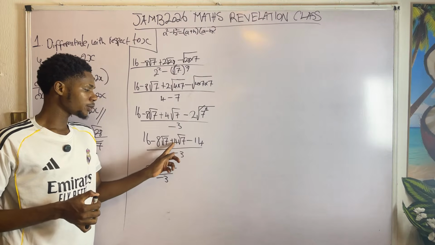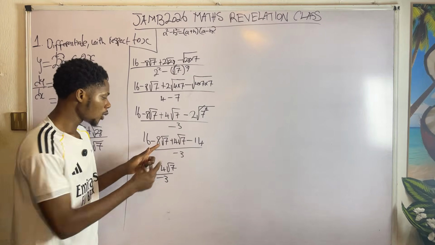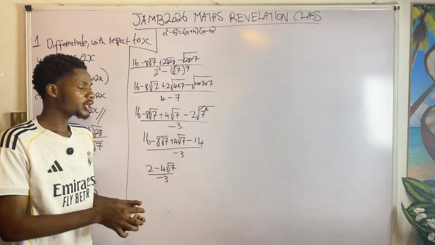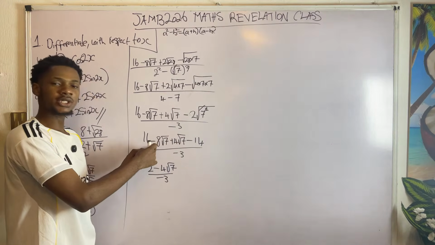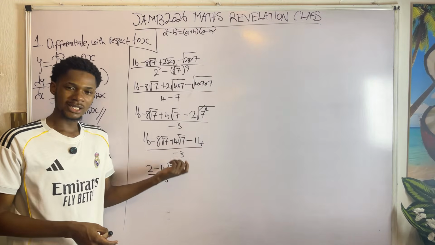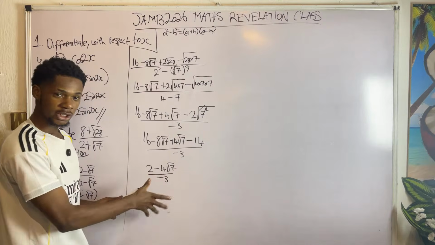Minus 8 root 7 plus 4 root 7, how do you do that? It's like saying minus 8 mangoes plus 4 mangoes, which means we are saying 4 mangoes minus 8 mangoes. They have what? Minus 4 mangoes. Because this root 7 is common, that's how I'm subtracting. So I'm left with this one you've seen here.